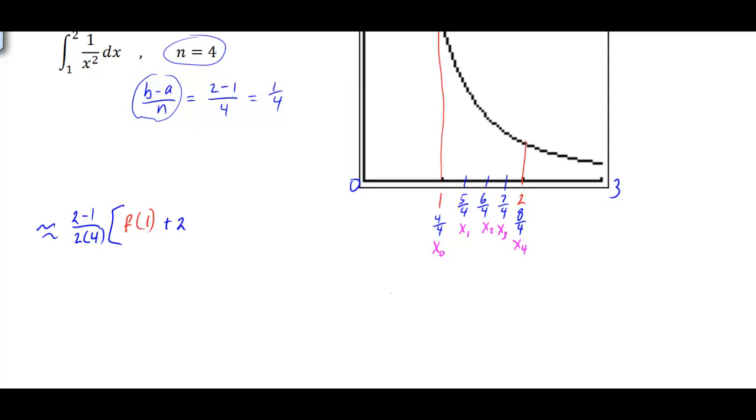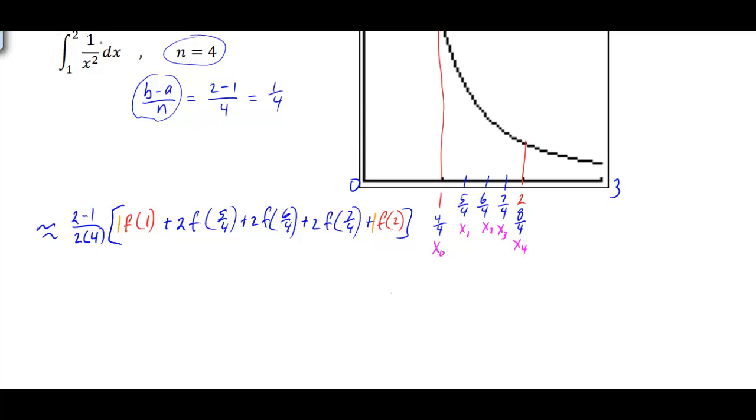So then we would have 2 times f of 5/4 plus 2 times f of 6/4 plus 2 times f of 7/4, and then we have plus f of 8/4 or plus f of 2, okay, and remember the first and last is simply multiplied by 1.